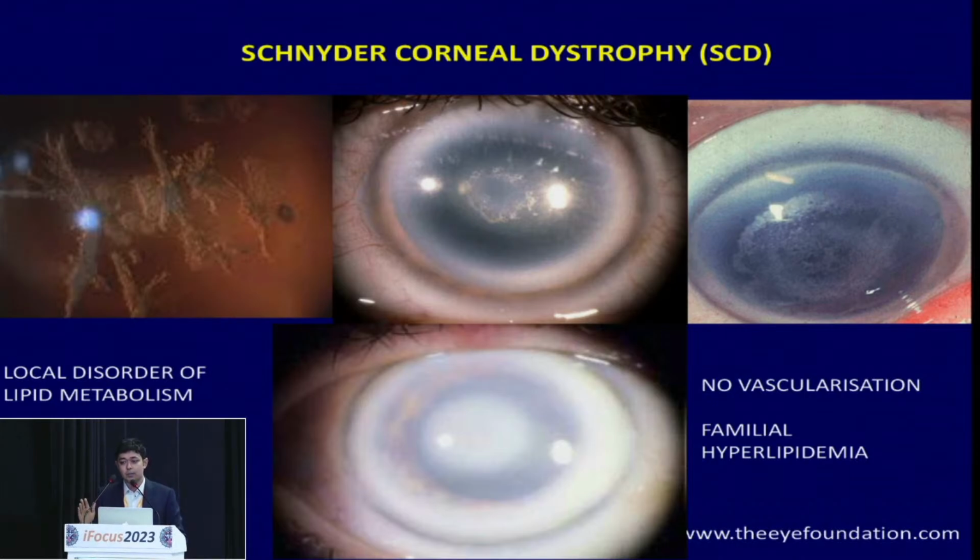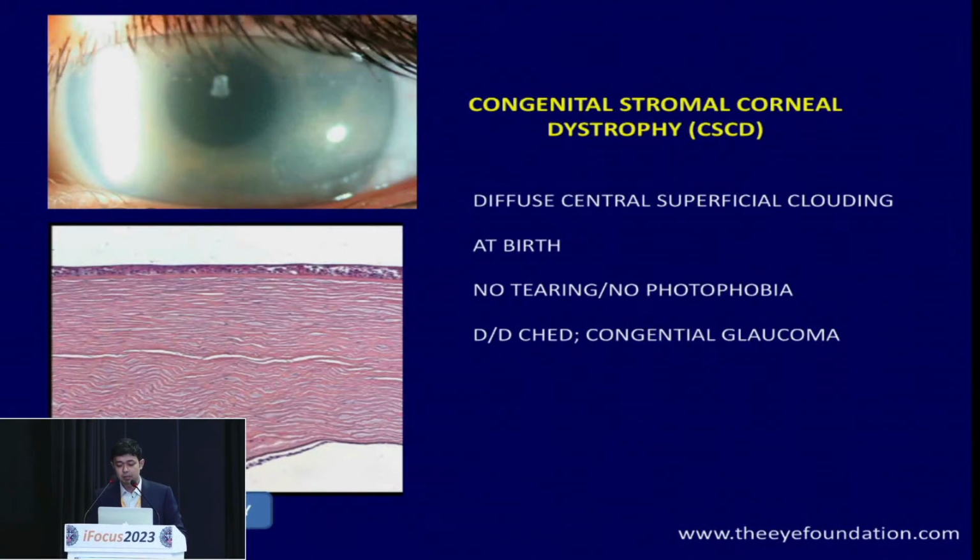So lipid keratopathy is actually a degeneration, it is not a dystrophy, and that is usually caused secondary to inflammation and the vessels coming in, whereas in Schnyder dystrophy, we don't have any vessels there, but you have these fatty deposits. Initially it starts off in the center, then you have a very diffuse involvement with this arcus lipoides as well, and there is a progression as we age, and it is a localized disorder of lipid metabolism, and it can be associated with familial hyperlipidemia.